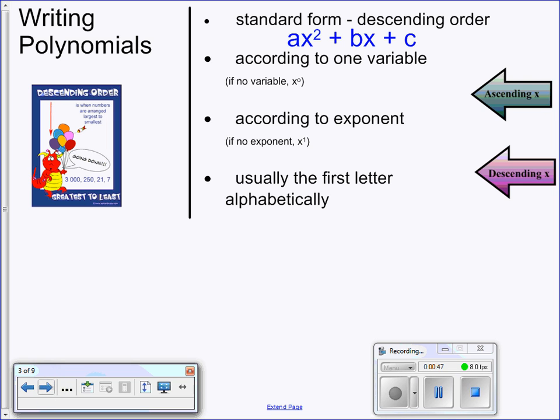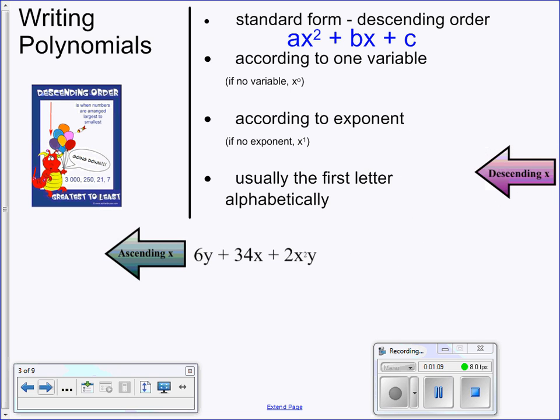All right, so when we write them in standard form, it means in descending order according to one variable. So remember, if there is no variable, it's kind of like it's to the power of 0. And then we put it according to the exponent. So if there's no exponent, it's automatically assumed to have a 1. And usually we do it in the first letter alphabetically.